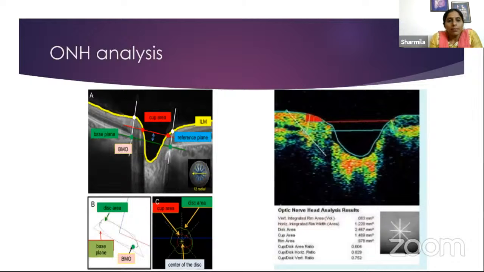It is basically done by a cube, which is 4 × 4 millimeter measurements using standard reference points such as the Bruch's membrane opening and the retinal pigment epithelium. You can make out the disc margin, the cup area. It gives enormous information about the optic nerve head. For example, it gives the vertical integrated rim area, the horizontal integrated rim area, the disc area, the cup area, the horizontal cup disc ratio, the cup volume, etc.